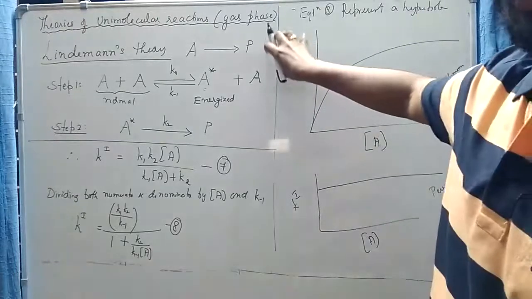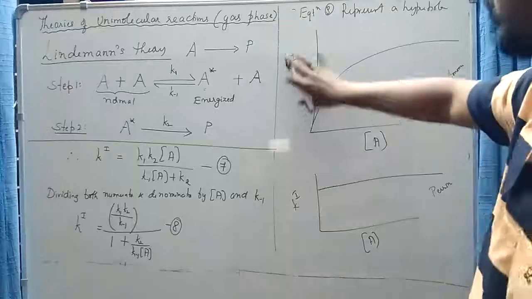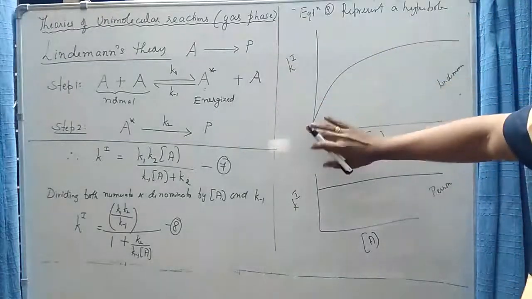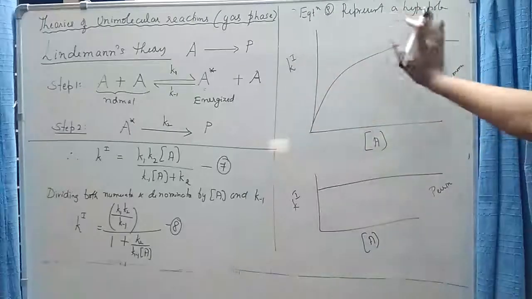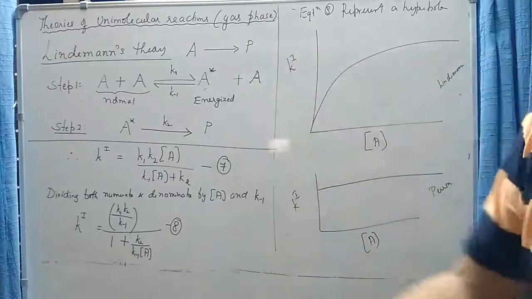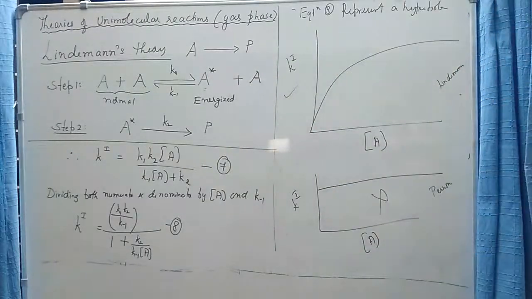So this cannot represent a first order rate constant because it is not at all a constant throughout various concentrations. It means it cannot be a first order reaction. So this is ruled out. This is the correct picture. So what Lindemann suggested is correct, and we can rule out Perrin's radiation hypothesis.